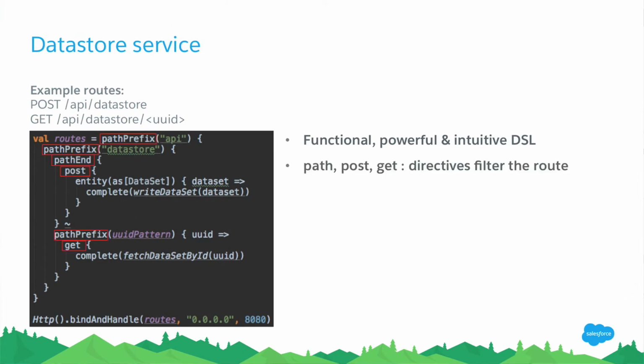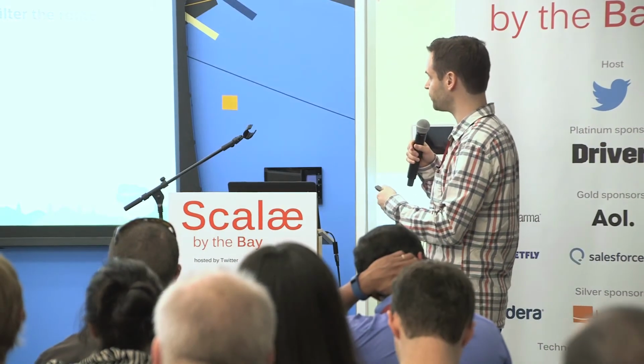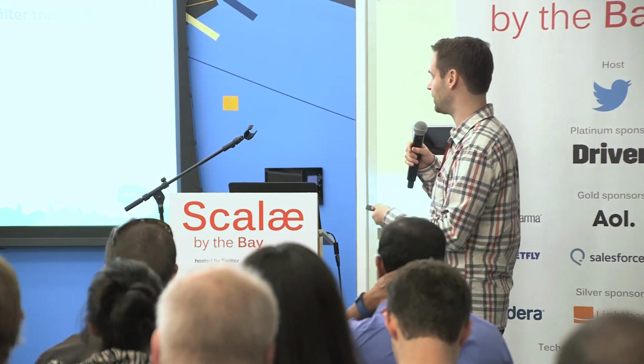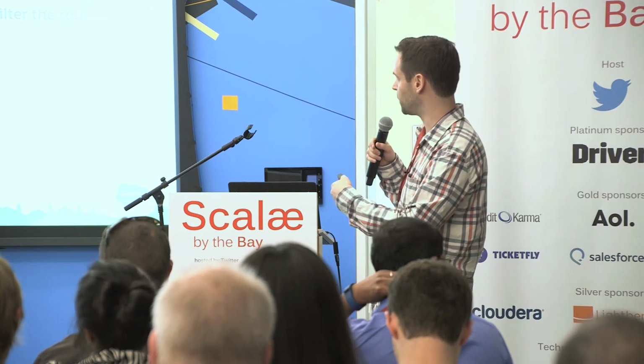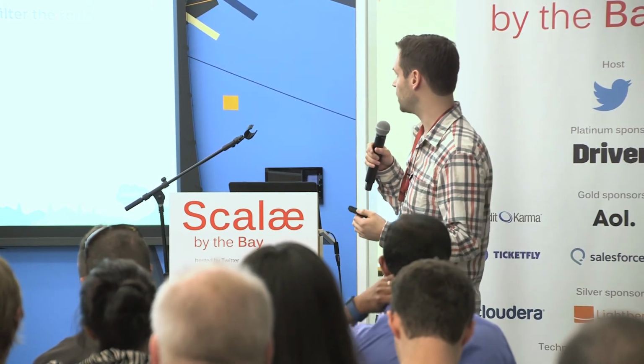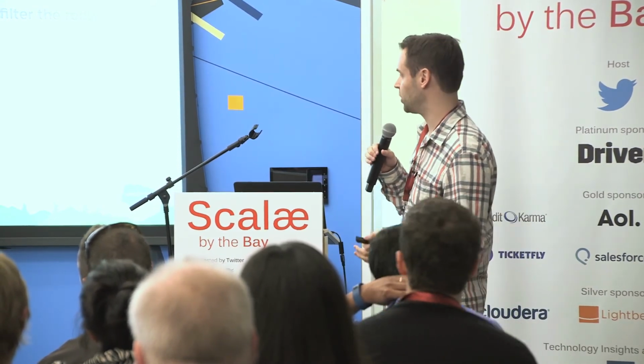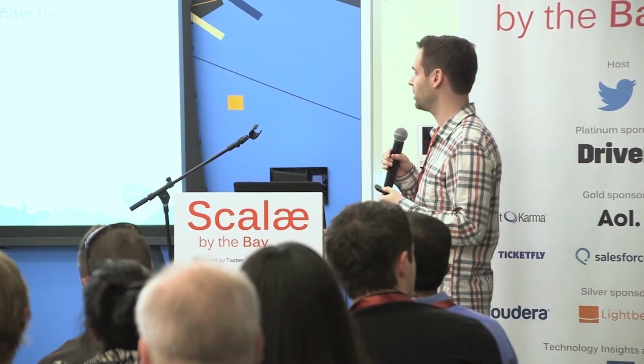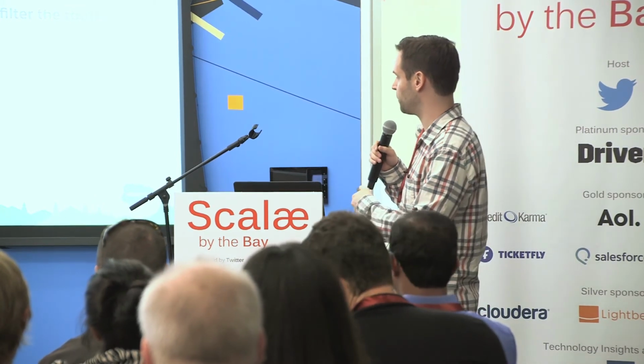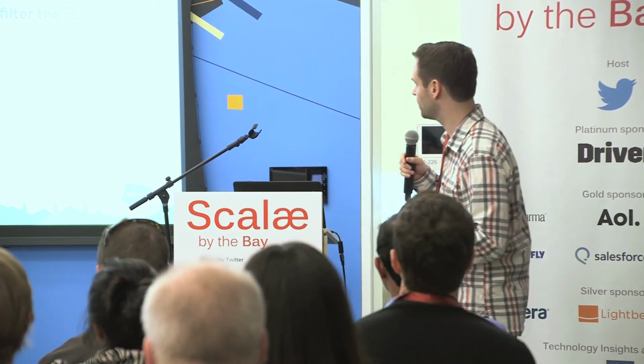Each of these keywords, each of these function calls, are called directives, and they basically allow you to filter HTTP requests coming in. That's how you implement the route. So path, post, and get are directives that filter the route. Akka-http comes with pretty much everything you can find in HTTP, such as put, patch. Those are predefined directives.